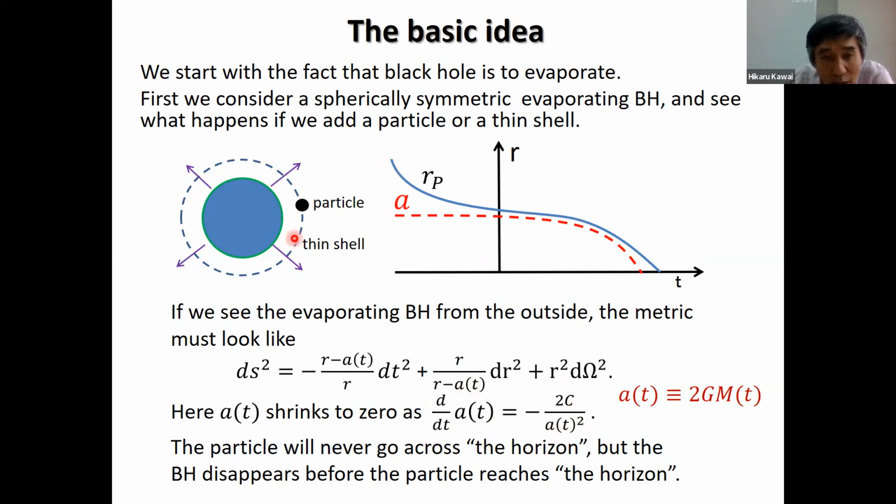We consider the motion of a particle or a thin shell added to this black hole from outside. As we will discuss, the particle will never go across the horizon. This is not the horizon in the real sense, but we simply call A the horizon. The particle will never go across the horizon, but the black hole disappears before the particle reaches the horizon.